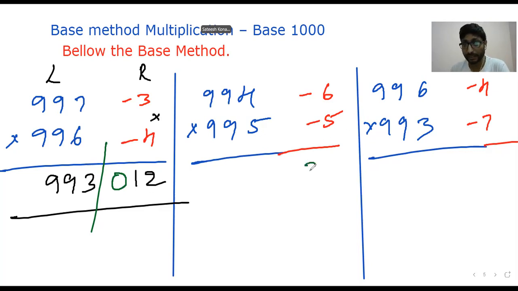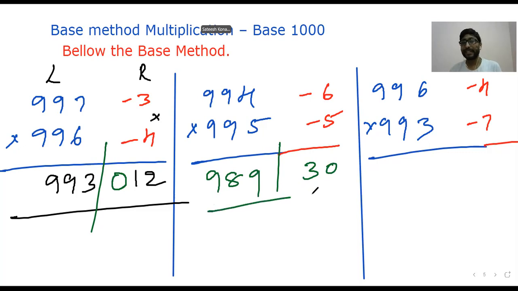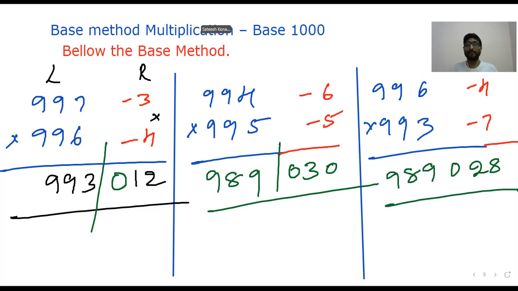6 5s are 30. Left hand side 989. So balancing the number, the right side should be 3 digits, so 030. 4 7s are 28. 3 digits should be there, so 028. 993 minus 4, 989 is the answer.